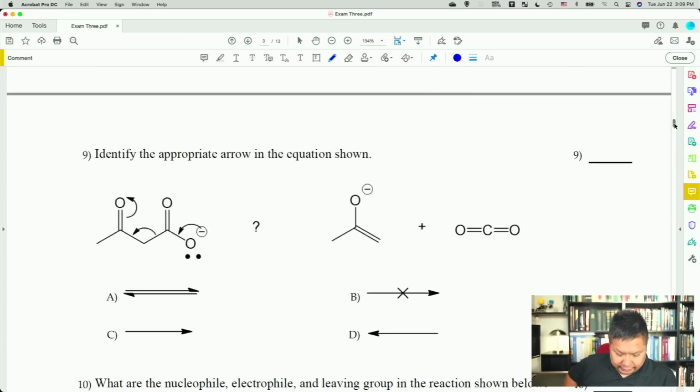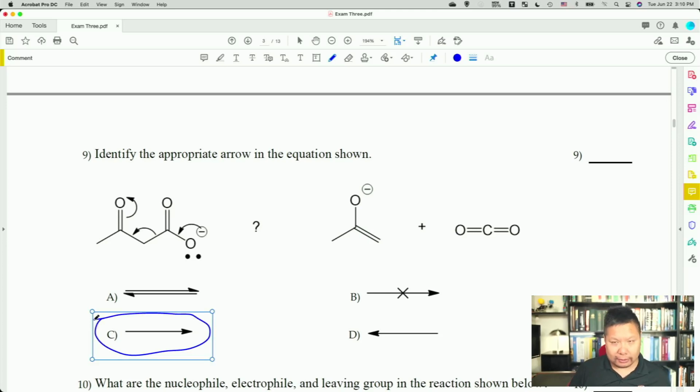So this one is to identify the appropriate error for the equation below. This is just asking whether or not this will be a reversible reaction, a forward reaction only, or a reverse reaction only, or no reaction at all. Well, in fact, this will be a forward reaction only. And the reason why is because I told you to remember this, one of the things I said in the lecture, right?